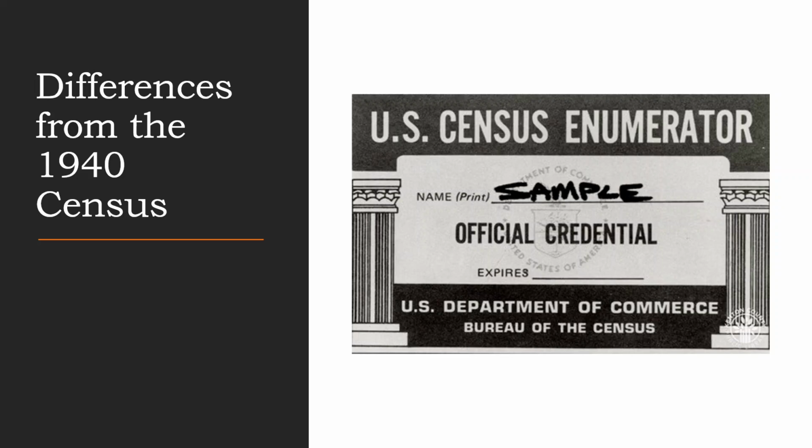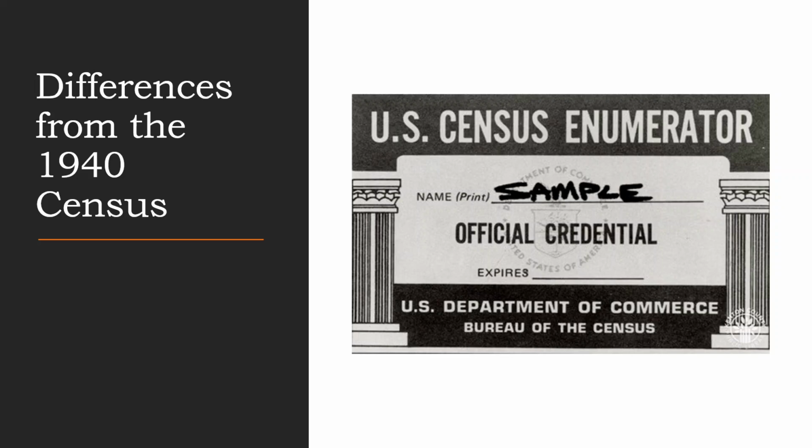In 1940, everyone aged 14 or older was asked if they worked for agencies such as the WPA or the Civilian Conservation Corps and the National Youth Administration. And since these agencies were eliminated during the 1940s, this question was not asked in 1950.